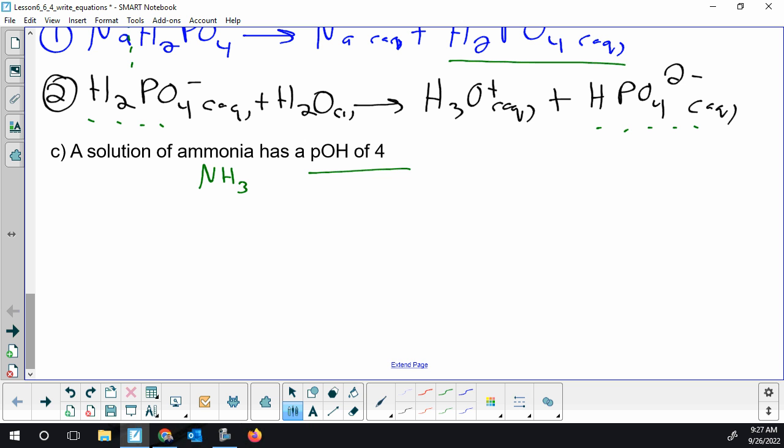pOH of 4. This is where I made a comment in a previous lesson. My brain works better in pH. So I'm going to switch that. 14 minus 4 is 10, and 10 is basic. I could think this through in pOH, but it'd take me a little while longer. Okay, low pOHs are basic, below 7. Okay, is NH3 an ionic compound? No, it's not ionic, so there's no step 1 to do here. We're ready to jump right into ammonia.